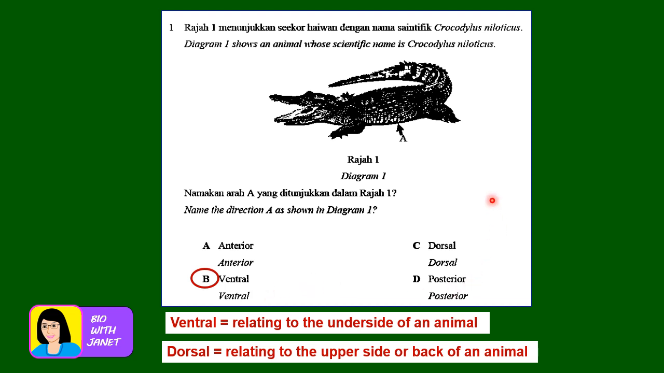Okay, so what are the other views that we have? Now if you look from the top, from the upper side or the back of the animal, it is called the dorsal view, just the opposite of the ventral view. And then if you look from the front, what is the view called? Anterior view. And if you look from the back, the tail end, it is called the posterior view. Okay, right, let's go on to the second question.